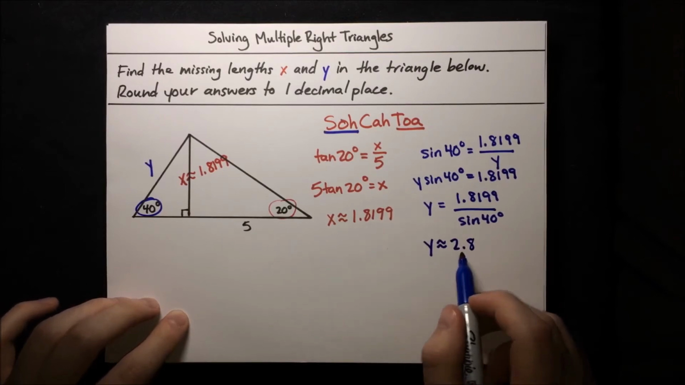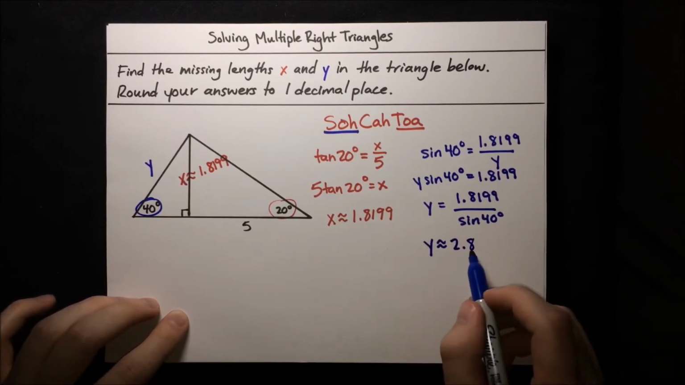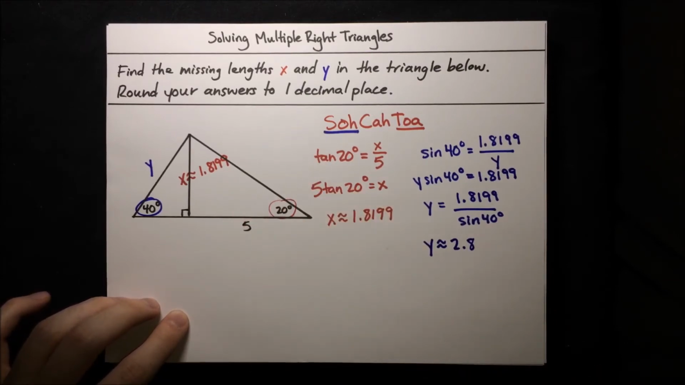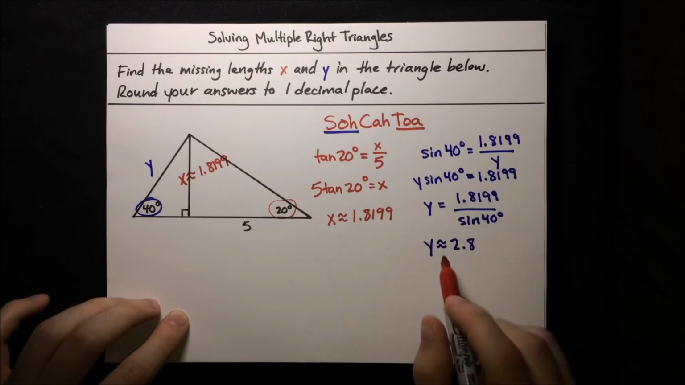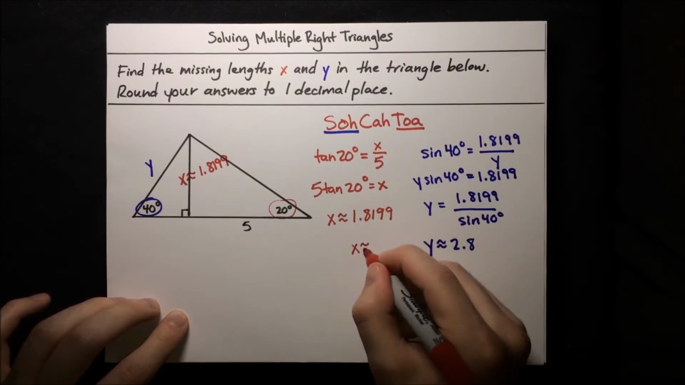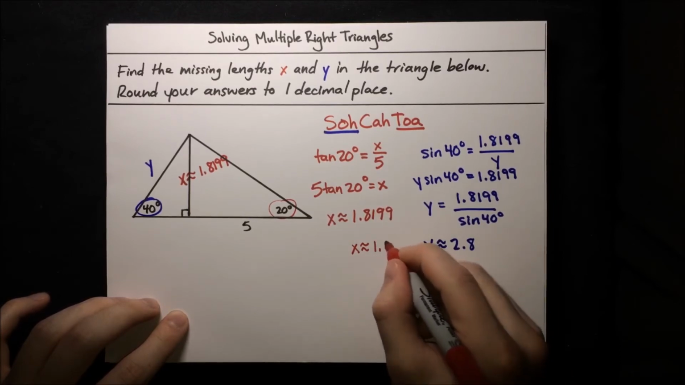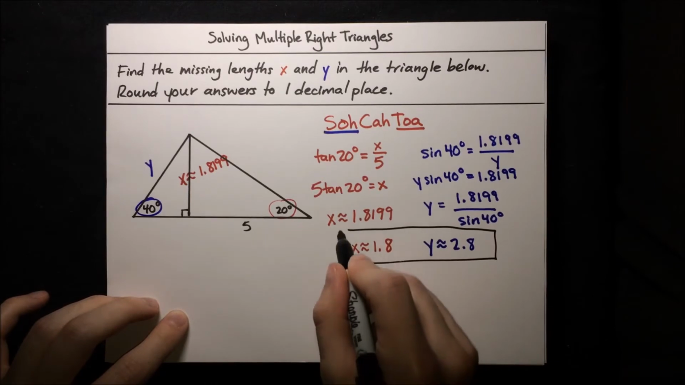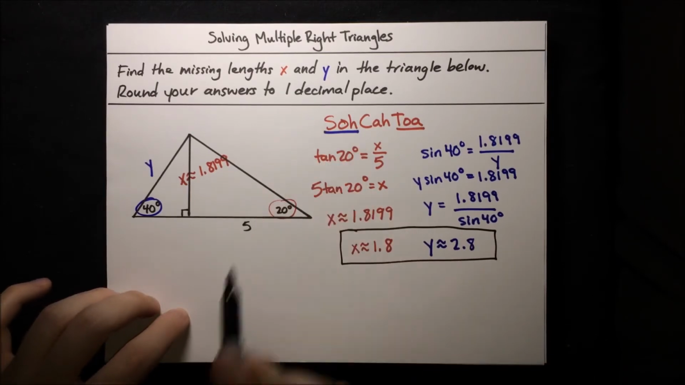Okay, so now let's gather our answers. We've got y is approximately 2.8 and x, let's go ahead and round that off to one decimal place now. We've used the 4 decimal places to solve for y, but now we want just one decimal place, so x is approximately equal to 1.8. And there we go, we're done. There are our values for x and y rounded to one decimal place.